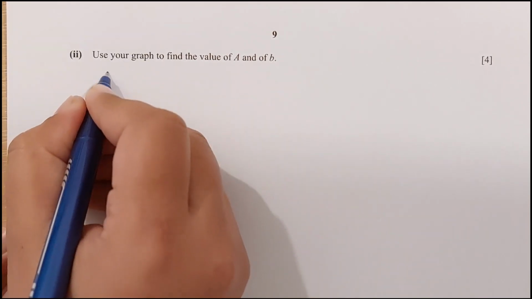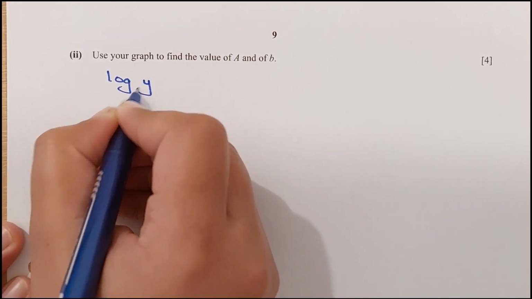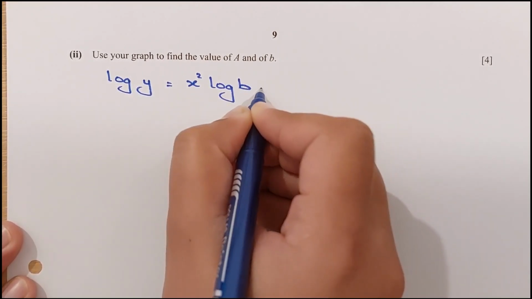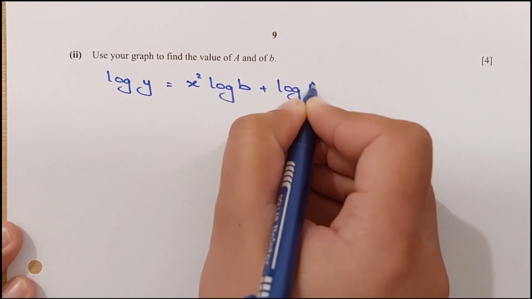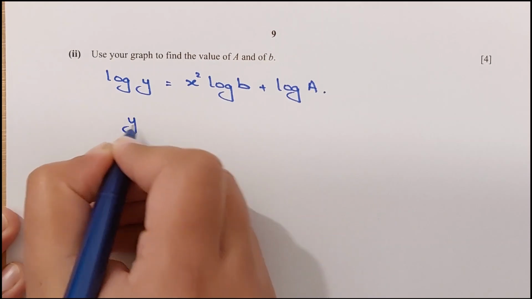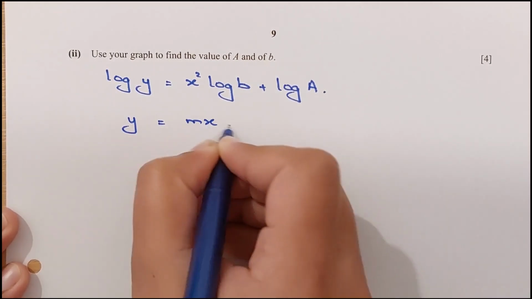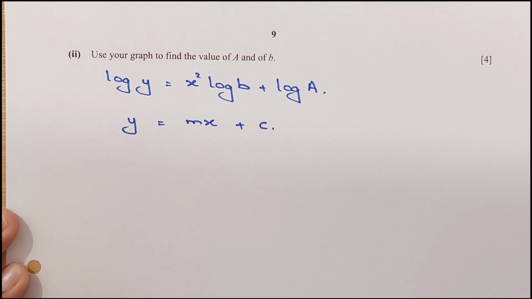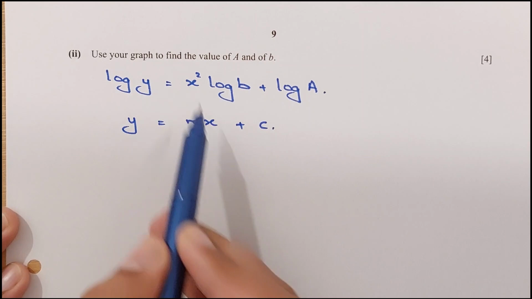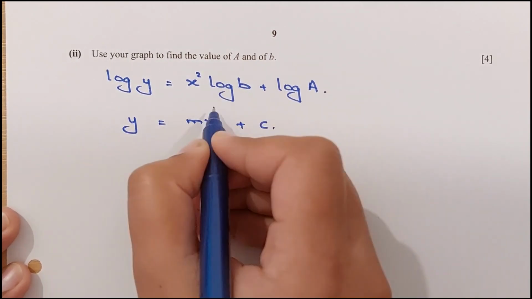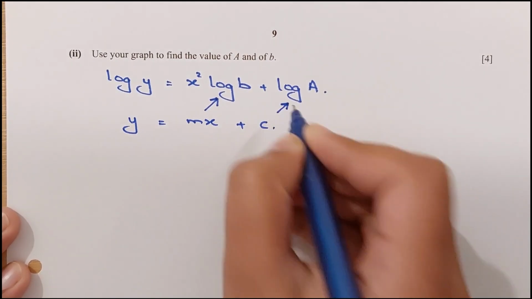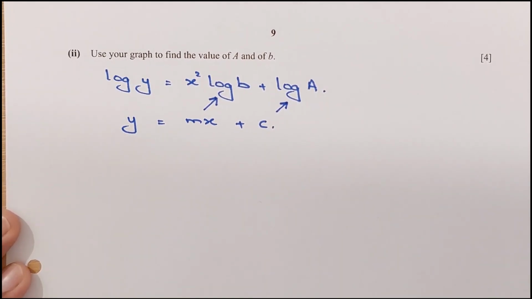So we have the equation, let me write down, log of y is equals to x square log b plus log a, right? Since it is a straight line, so we have straight line y equals to mx plus c, right? So y over here is log of y, x over here is x square, right? And m is the gradient. This is equivalent to log b, and the y-intercept is equivalent to log of a, right?